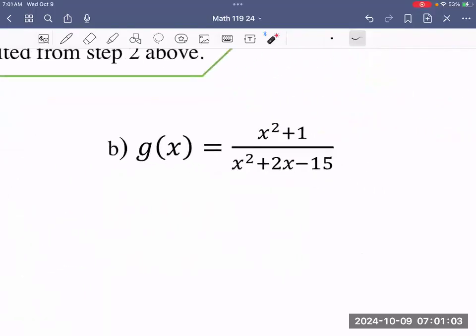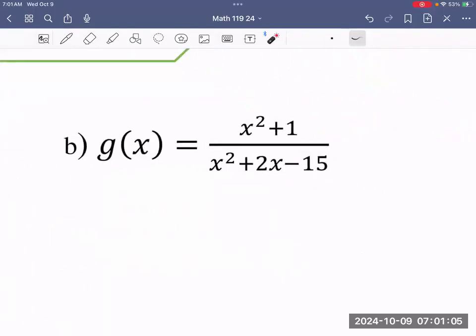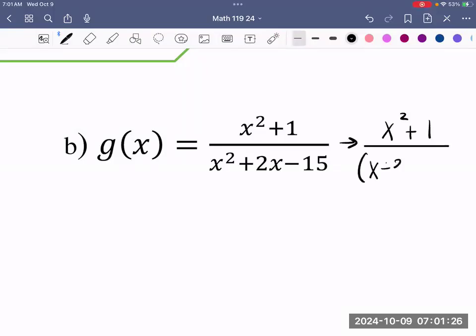So let's try it again over here. And again, look to your numerator as well to see if it can factor, because we're going to be talking about holes here in a minute. But since the numerator is not going to factor, we're going to look at your denominator, and we want to factor your denominator. So you have x squared plus 1 over x minus 3 and x plus 5.